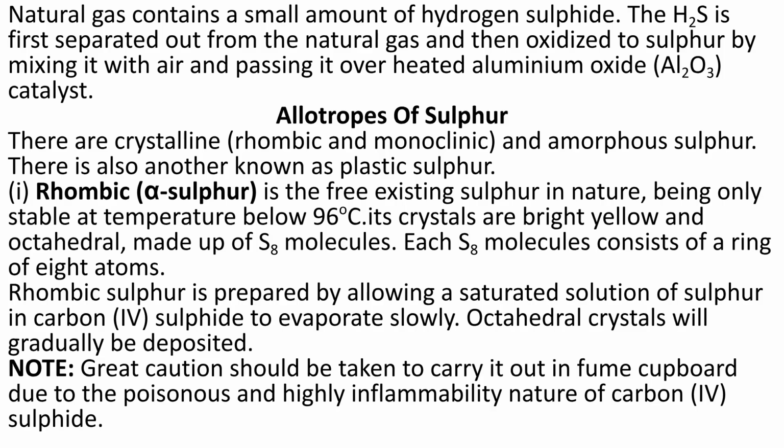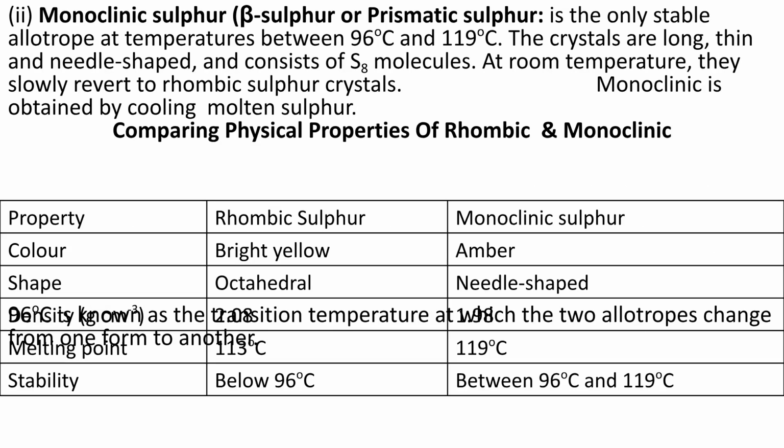Sulfur also exists in various allotropes, including crystalline forms like rhombic and monoclinic sulfur, and amorphous forms such as plastic sulfur. Monoclinic sulfur, or beta sulfur, is the only stable allotrope between 96 degrees Celsius and 119 degrees Celsius. The crystals are long, thin, and needle-shaped. 96 degrees Celsius is the transition temperature where the two major allotropes change form.